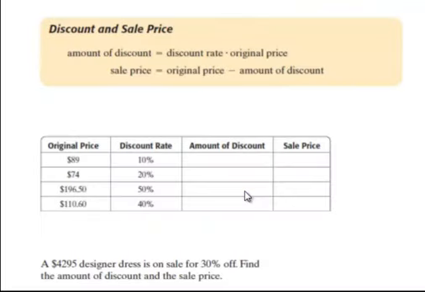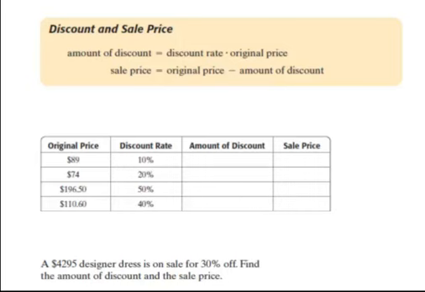All right, the second part here of 5.7 deals with discounts. It says discount and sale price. The amount of the discount is equal to the discount rate times the original price, and my sale price is my original price minus the amount of my discount.